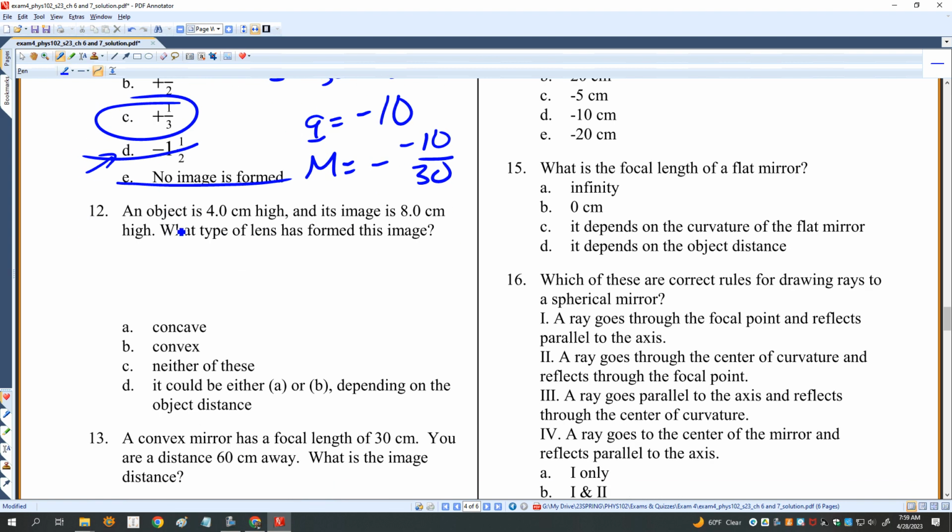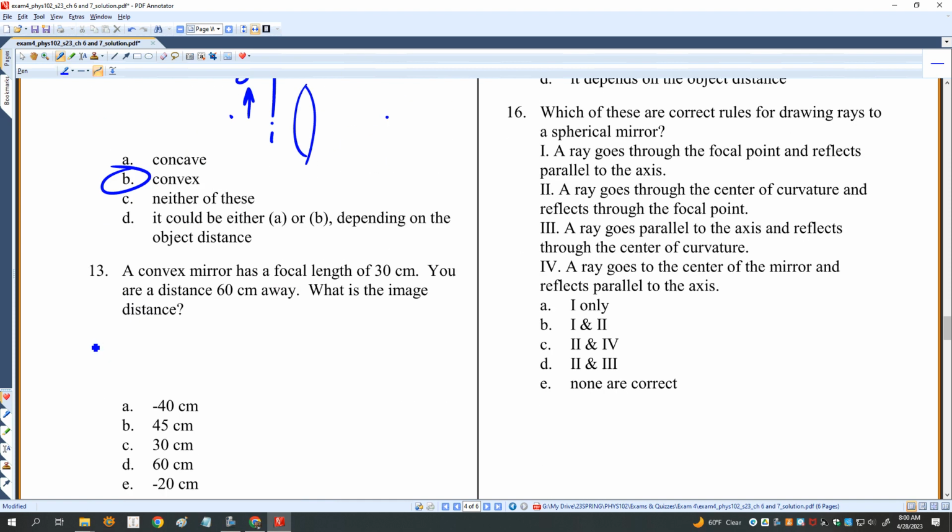All right, object is 4 centimeters high and its image is 8 centimeters high. What type of lenses form this image? That is going to be a convex lens, and the object is inside the focal point. This is the object, this is the image, just like a magnifying glass. So it's a convex lens with the object inside the focal point.